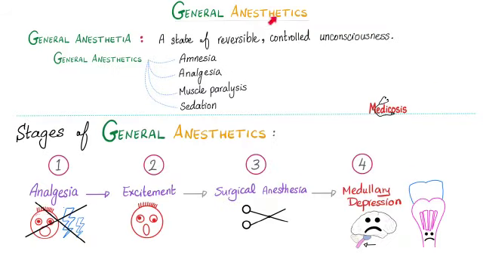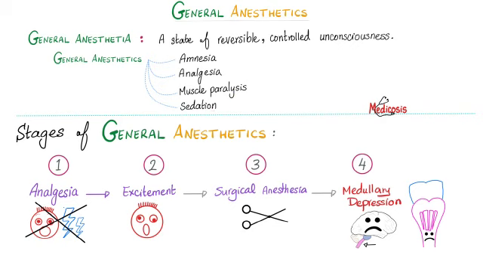Okay, general anesthetics, what are we trying to accomplish here? A state of reversible, controlled unconsciousness. Beautiful. How do you do it? Amnesia, analgesia, muscle paralysis, and sedation. What is amnesia? Memory loss. What is analgesia? No pain, no pain. Muscle paralysis by a neuromuscular blocker, and sedation. Calm down.